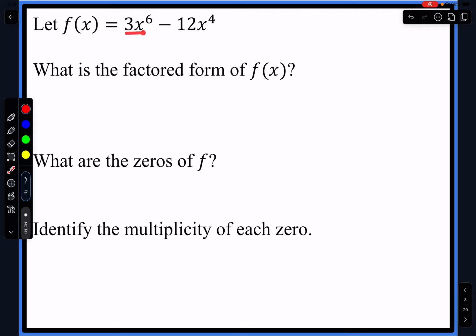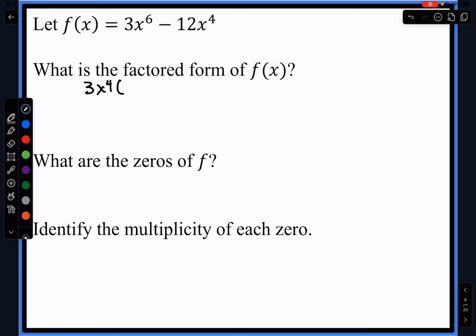Notice that there's only two terms and the coefficients have a common factor of 3. Both of these coefficients can be divided by 3, and our x's have a common factor of x to the fourth. So we have four factors of x that they both have in common. So let's factor out the 3x to the fourth power.